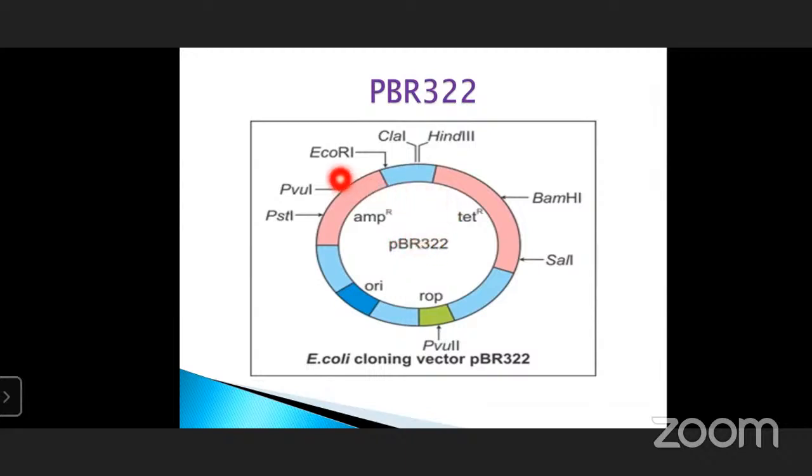And these EcoRI, ClaI, HindIII, BamHI, SalI are the restriction endonuclease enzyme sites. These are the restriction endonucleases for this specific plasmid, and these restriction enzymes cut the plasmid at this specific sequence only. These are the unique features of the plasmid.